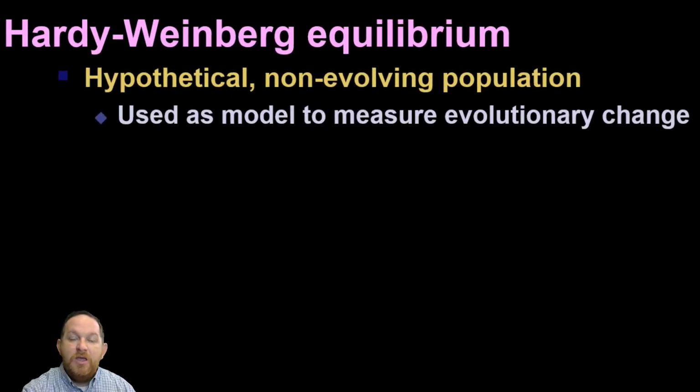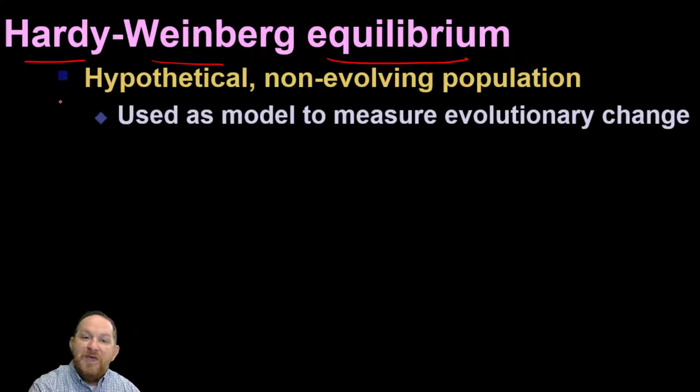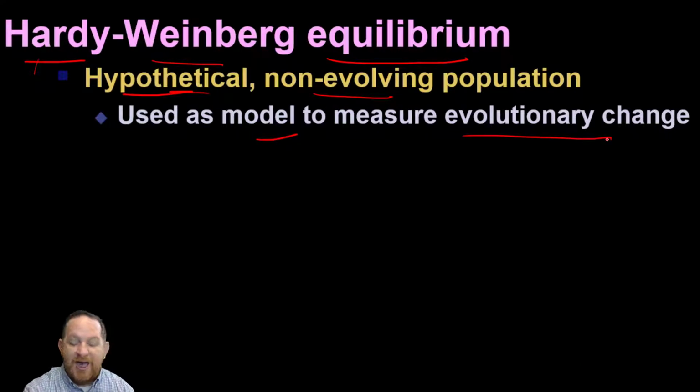So, when we're trying to calculate evolution, when we're trying to calculate these frequencies, there is a theory that we use. It's called the Hardy-Weinberg theory or Hardy-Weinberg Equilibrium, named after two scientists. Actually, one was a mathematician, one was a scientist. And they came up with this theory of a hypothetical non-evolving population. So imagine a population that was at equilibrium. It was not evolving. We can use that as a model to measure evolutionary change over time.